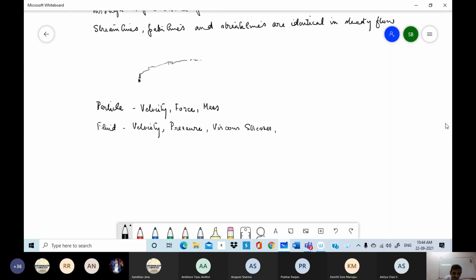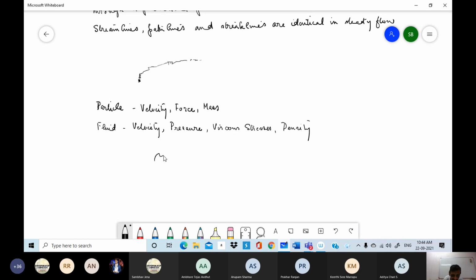So then, what are viscous stresses? We'll discuss details of that. The pressure and the viscous stresses are what will tell you how much force is acting on an element of fluid, and the density will tell you how much mass there is in an element of fluid.